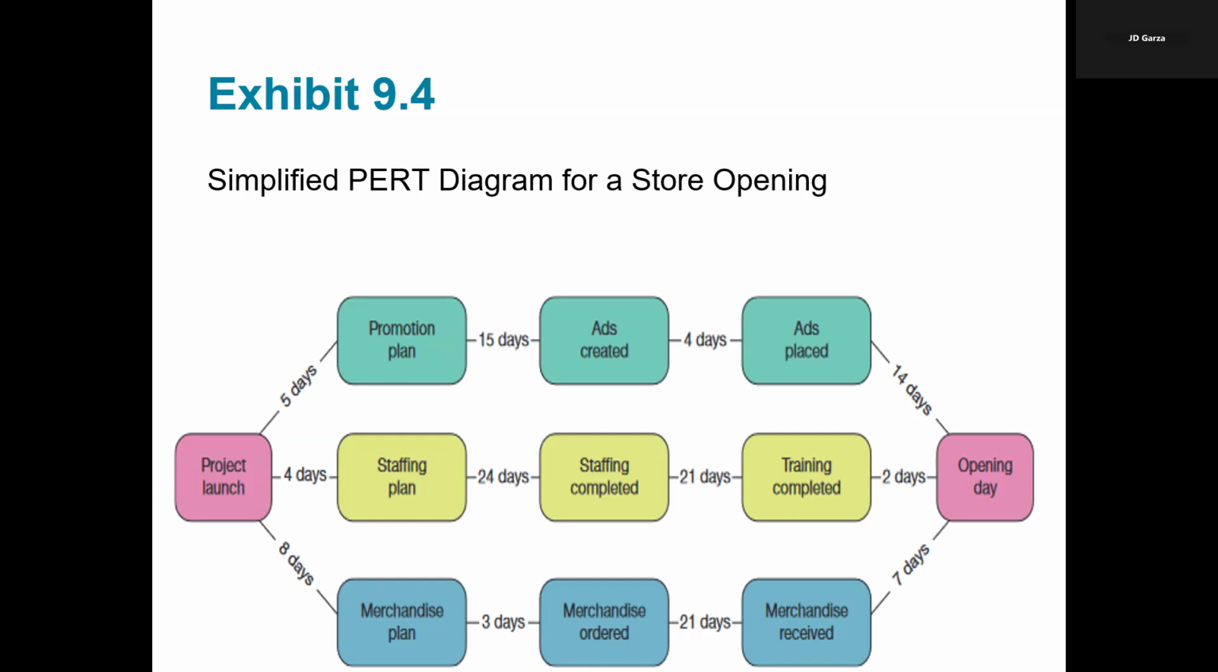So in the promotion plan path, which is what you see at the very top in green, this involves creating advertisements, placing ads, and allowing time for promotions to run, culminating in about a 38-day timeline. Okay. And then you have the staffing plan path. This covers planning, hiring, and training of employees, requiring a total of 51 days to complete. And then, of course, you have the merchandising plan path. This focuses on ordering and receiving merchandise, which takes a total of 52 days. Okay, keep all of that in mind.